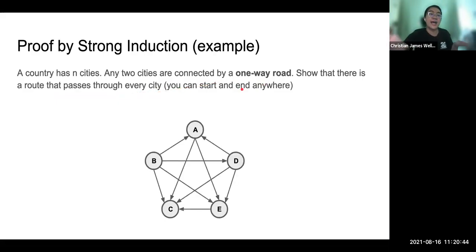And here's a little diagram. Let's say I have 5 cities here. Everything is a one-way road here, so there are only arrows pointing in a certain direction. I can only go from B to A, but not A to B. And here is the route that passes through every city. I start off from B, go to D, go to A, go to E, go to C. We want to show that it's always possible to find such a route, no matter how many cities there are, provided that you only have one-way roads between every city.